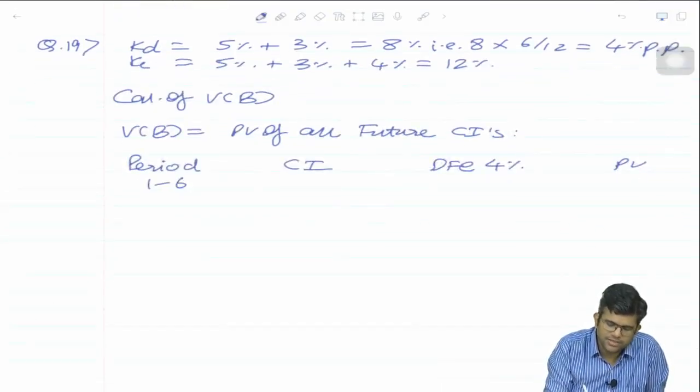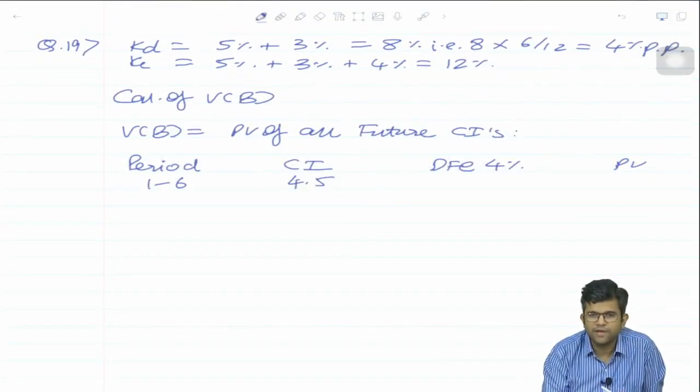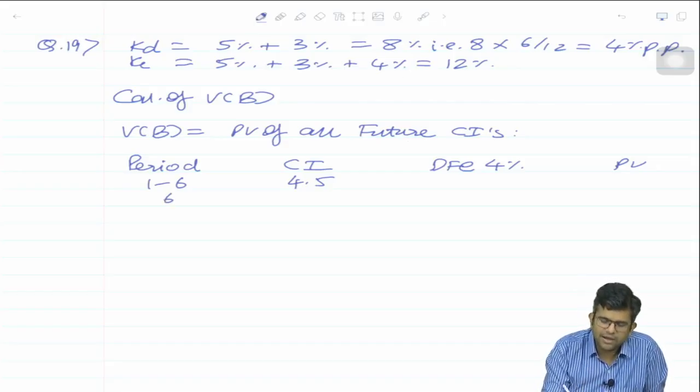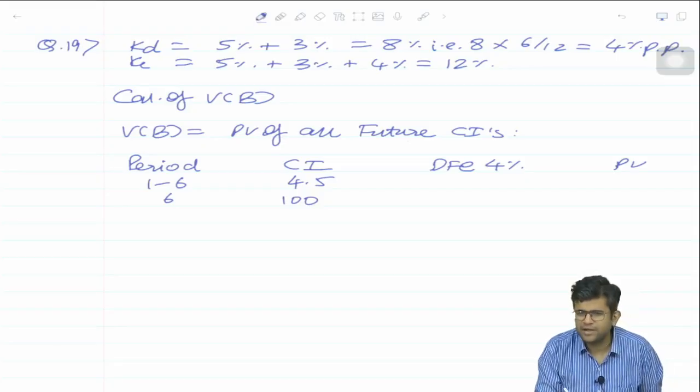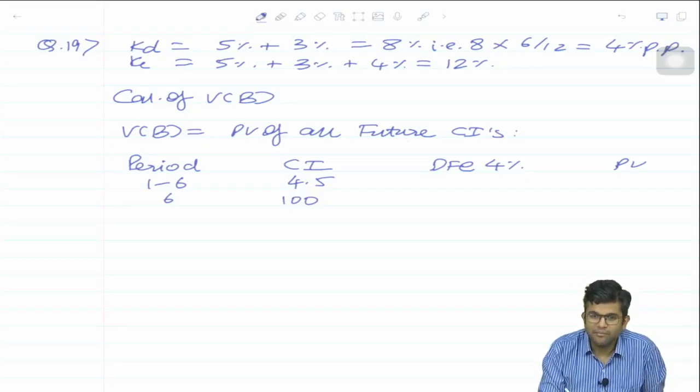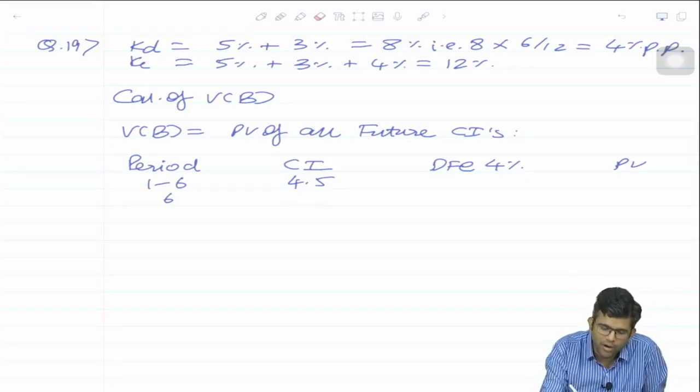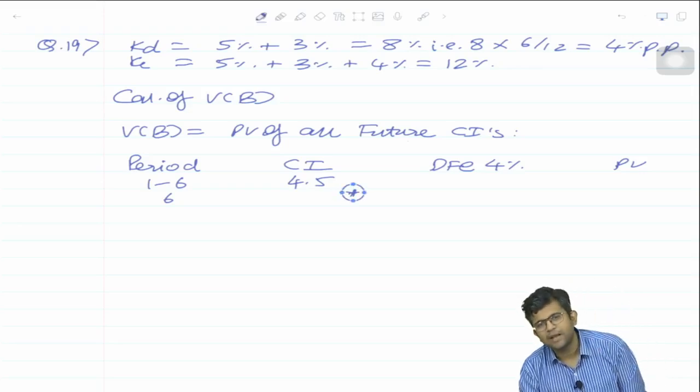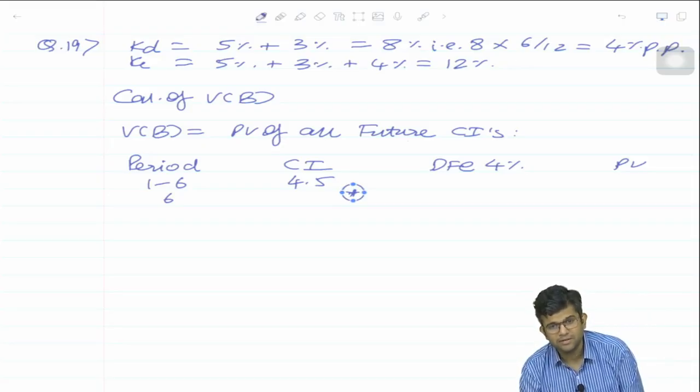Now, can I say for 6 periods the bond will give me 4.5 every period? For 6 periods the bond will give me 4.5 rupees per period. At the end of the 6th period, I would have loved it if they would have given redemption. But it is not a plain vanilla bond. It is a convertible bond, which means you will be getting not the redemption value, but the conversion value. Everybody, are you able to understand conversion value?